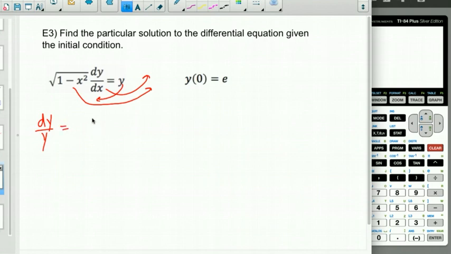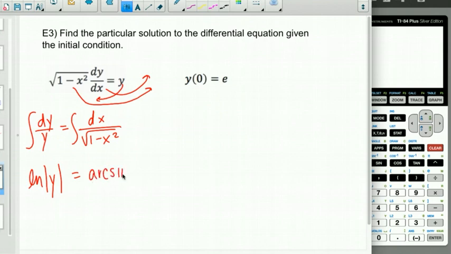And on the other side, I'm going to get dx over the square root of 1 minus x squared, right? So when I do my antiderivatives, this one is a natural log. This is the natural log of the absolute value of y. But this one, this is arc trig. This is the formula for the arc sine of x plus c.